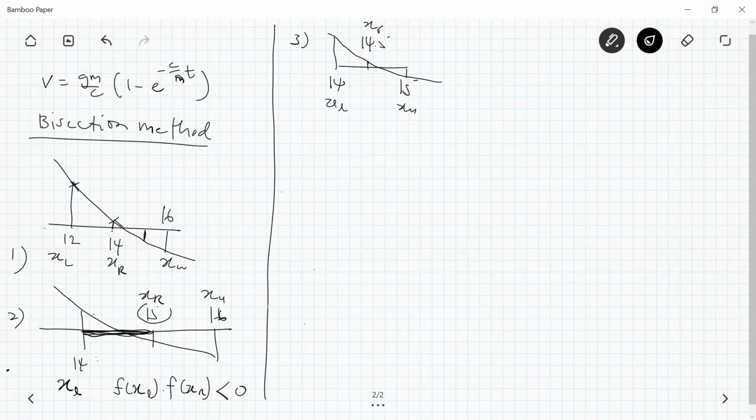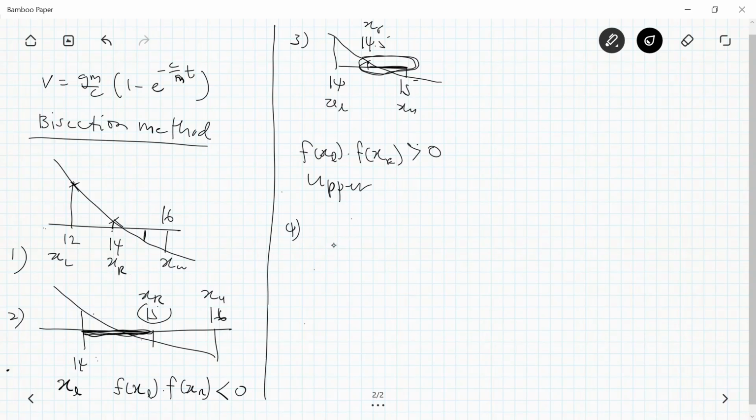So FXL times FXR equal to, so this is positive, so this is more than 0, positive, which means that the root is in the upper subinterval. So this is the area of interest now. This is the interval of interest.